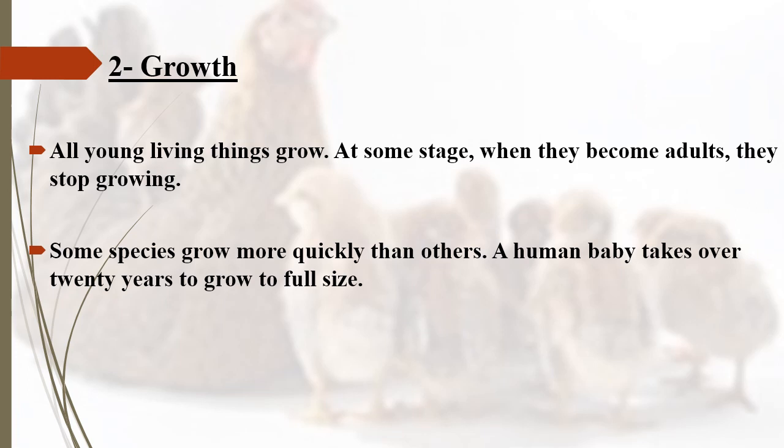Now I will be explaining the second function of the living things with you, and that is growth. Here the details in your book about this second function are: all young living things grow at some stage. When they become adults, they stop growing. Some species grow more quickly than others. A human baby takes over 20 years to grow to full size.